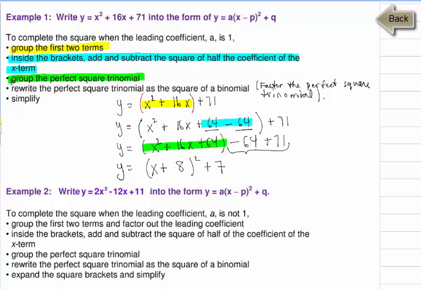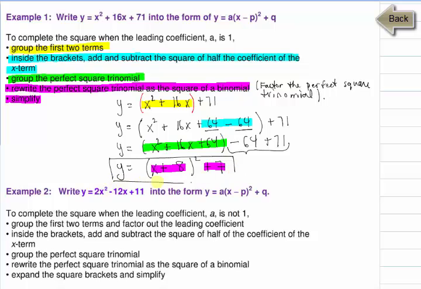Okay, so our next step is completed. Now you have the same quadratic but written in vertex form. And that completes this example.